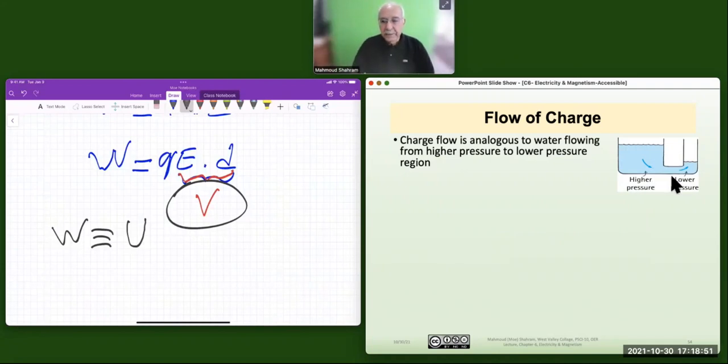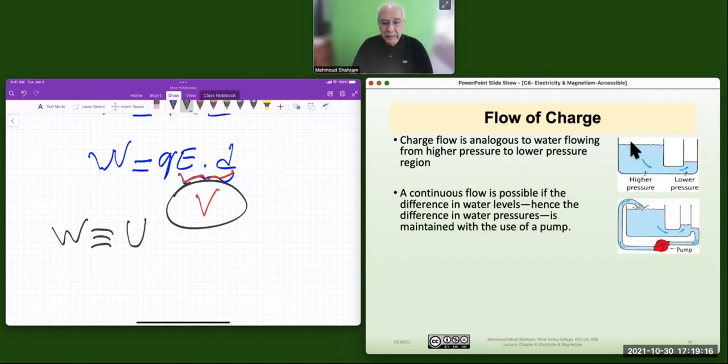It's analogous to a container that has water. It has more water on one side and less water on the other side. Very quickly, all this water is going to find its way. Eventually, all have the same level, or same potential, so they level off. If you want to keep the level of this side higher than the other, what do you do? You just keep taking the water from this side and pump it to the other side.